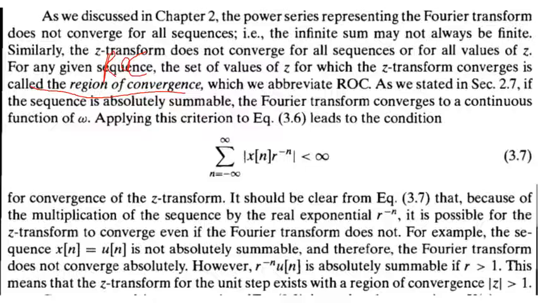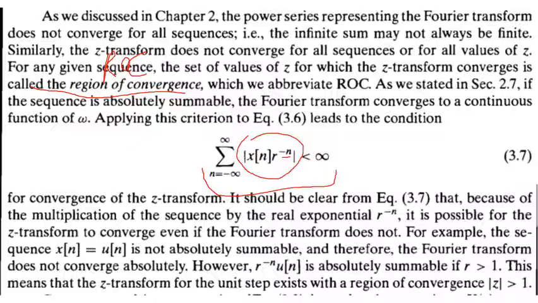So we have to make sure that this power series, and we call it a power series because of this R raised to the power minus n, is less than infinity. So we have to find out the values of Z for which the sequence converges.